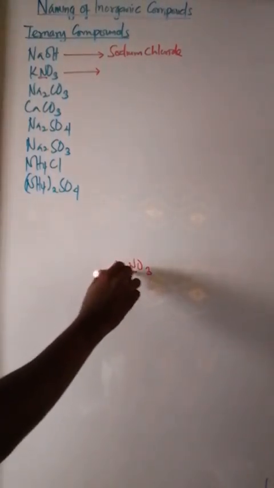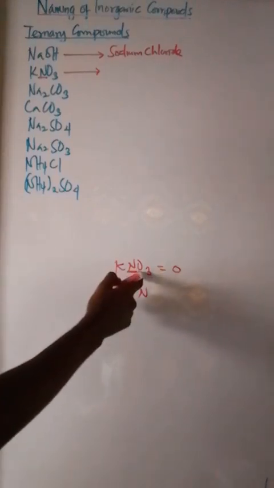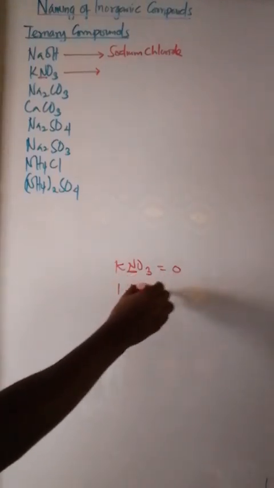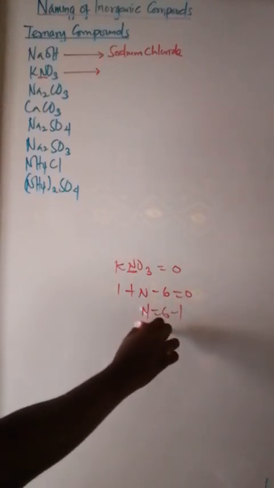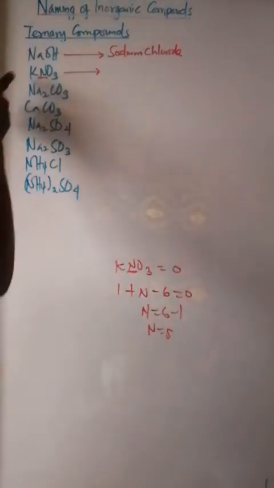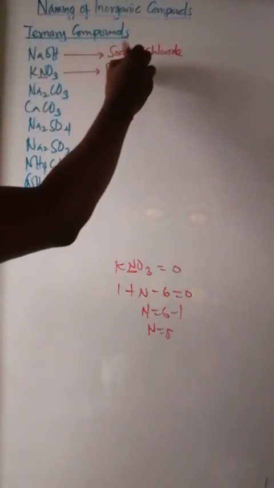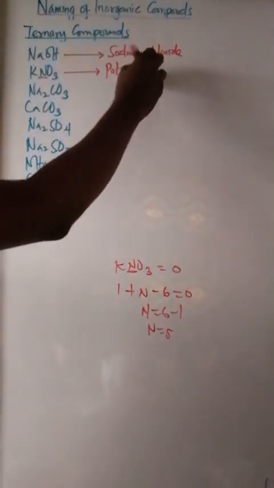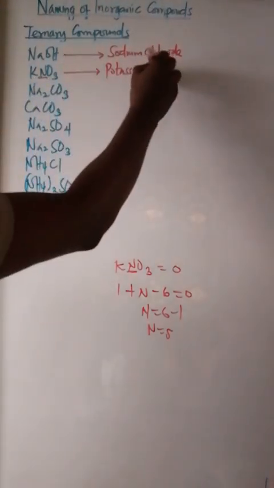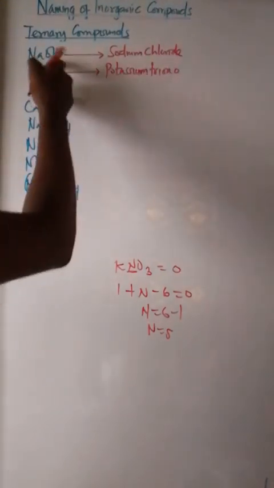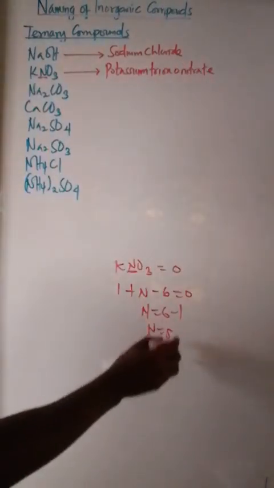KNO3. So we want to focus on this. The answer is 0 here. K is 1. Then N. O is -2. -2 times 3 is -6, equals 0. So N equals 6 minus 1. N equals 5. So the name of this one: you start from this, mention the first element first, potassium. Then after that, you move back here, trioxo, then N is what? Nitrate. What do you have here? 5.